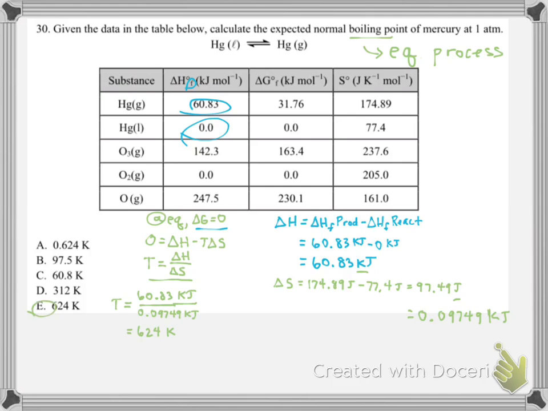Okay, and you'll definitely want to be careful with your units because if you didn't convert the entropy into kilojoules, you would have gotten A, for example. Okay, so make sure you're paying attention to units when you're doing these thermodynamics problems.